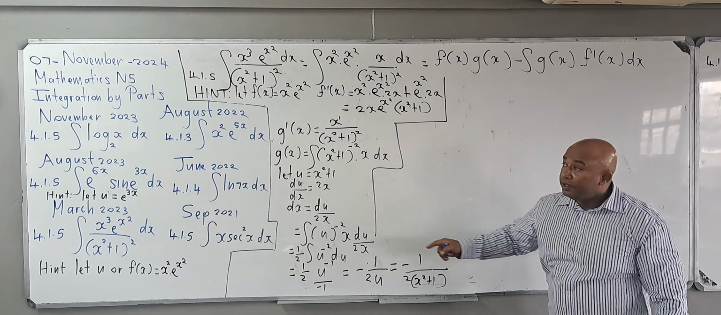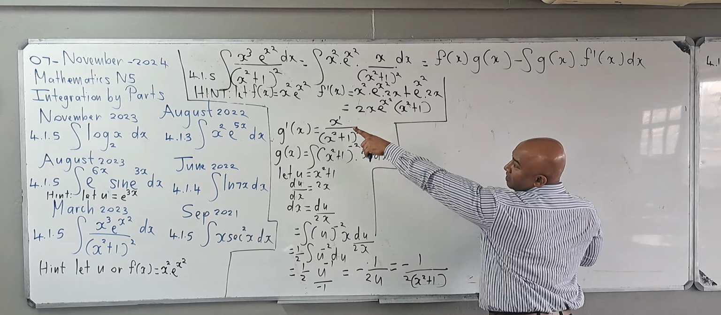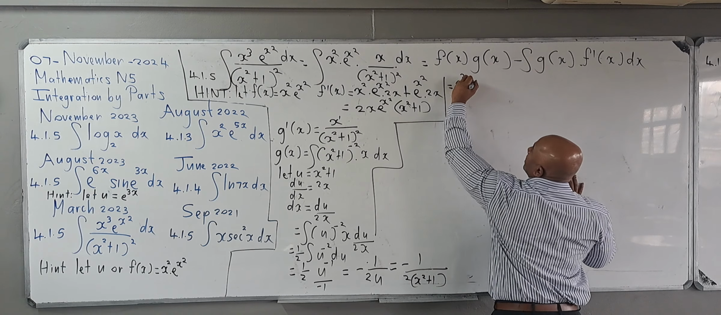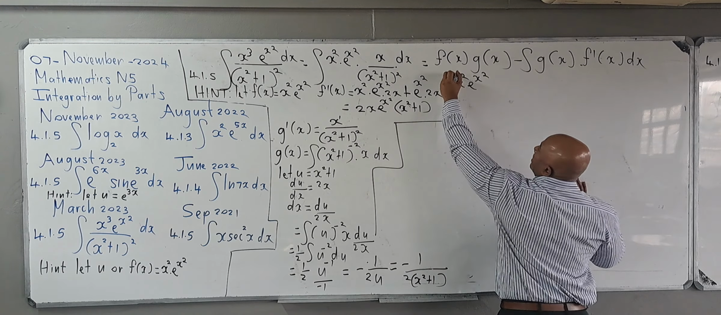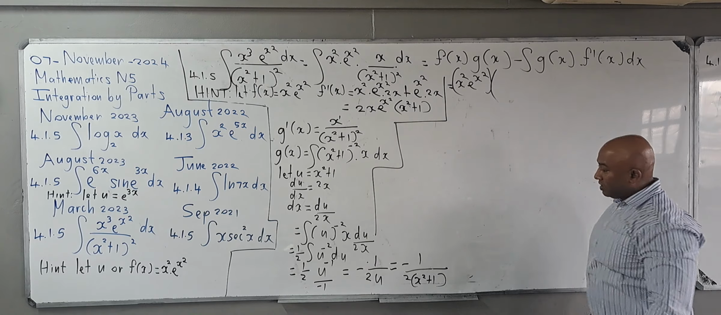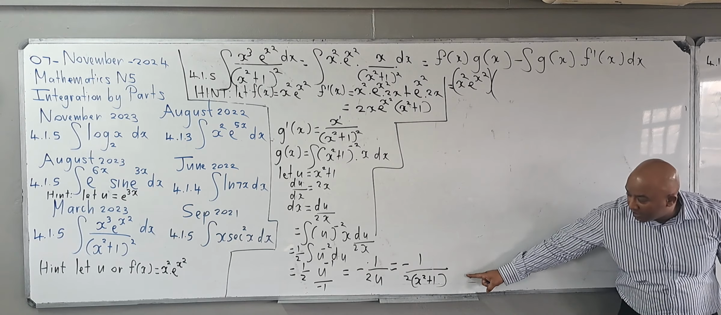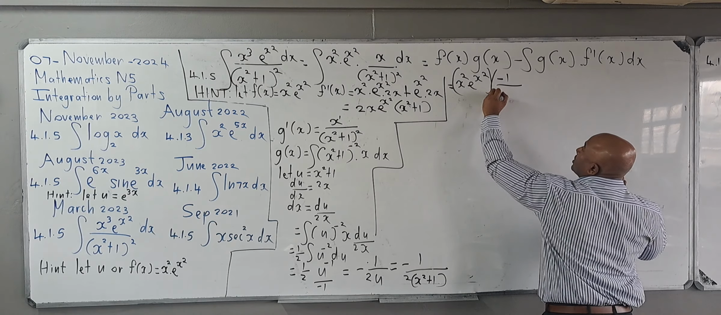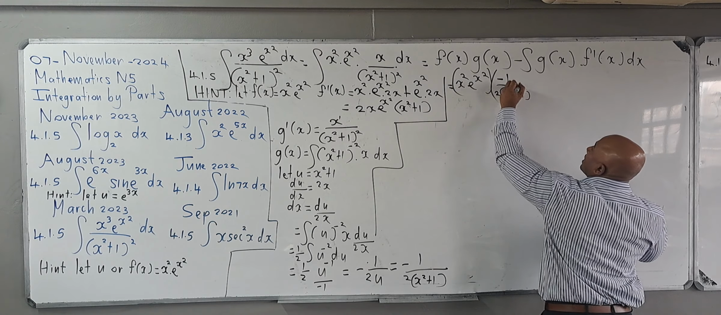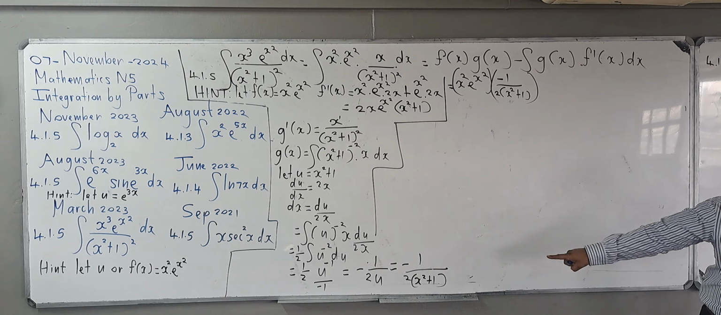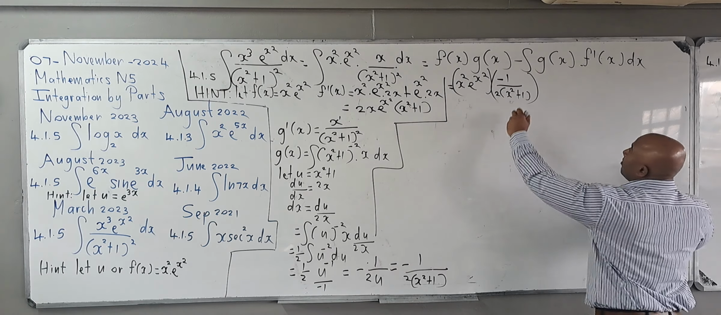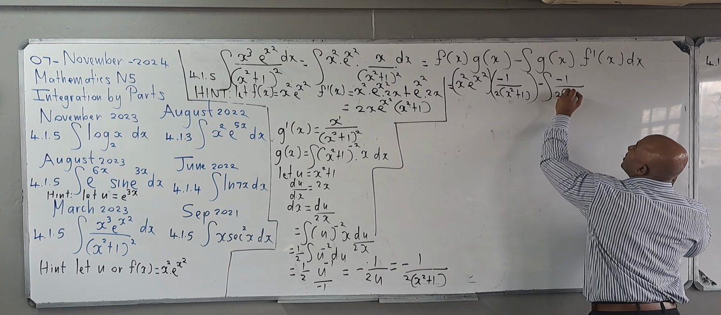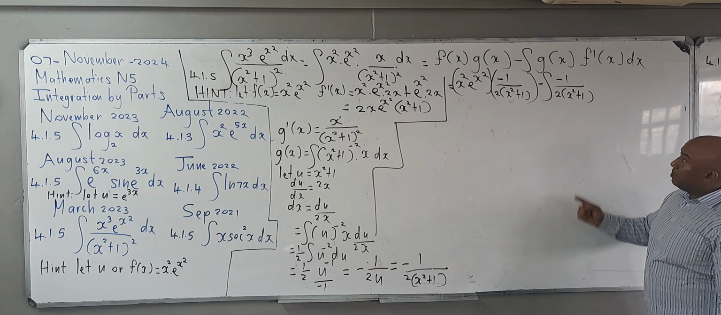Can you see that? So, what is my f of x? Which is x squared e to the power x squared times g of x. There's the g of x here. Can you see the g of x? Which is equal to minus 1 over 2 times x squared plus 1. There's my g of x there. You can see that? Minus the integral of minus 1 all over 2 times x squared plus 1. That's my g of x.